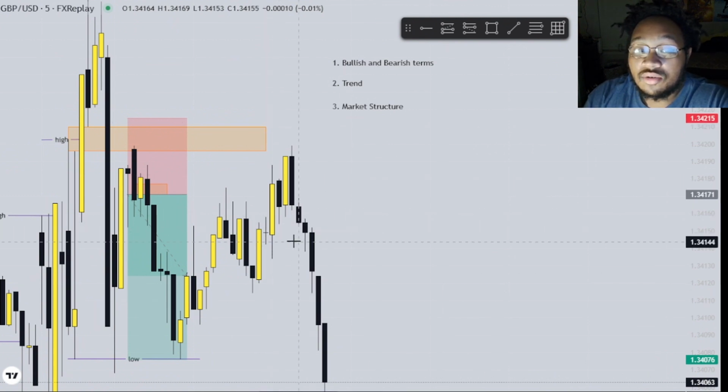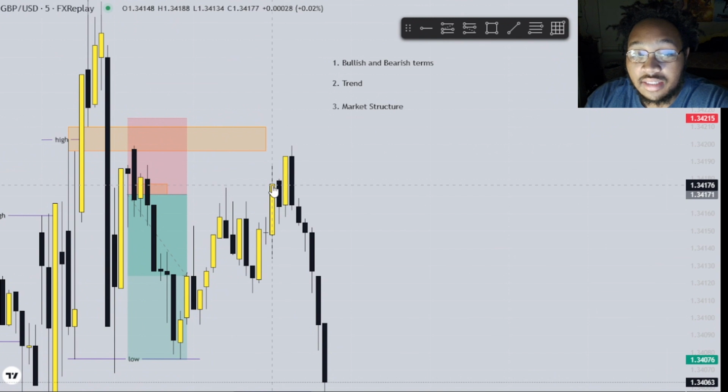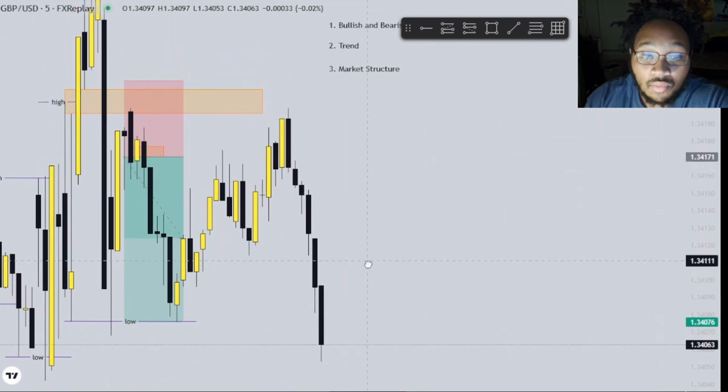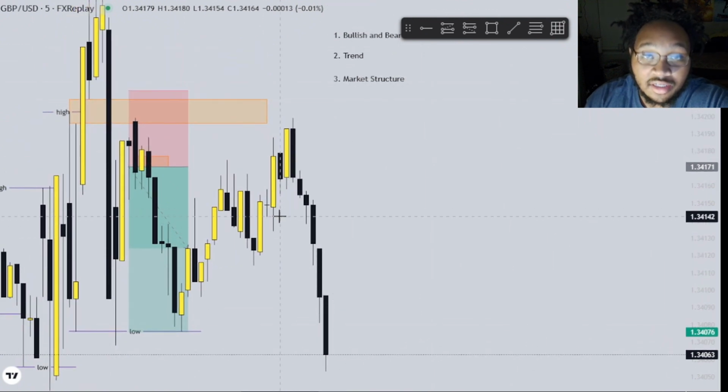A bullish candle opens at the bottom and closes at the top. A bearish candle opens at the top and closes at the bottom. The wicks are just a representation of where price went to but failed to close at.